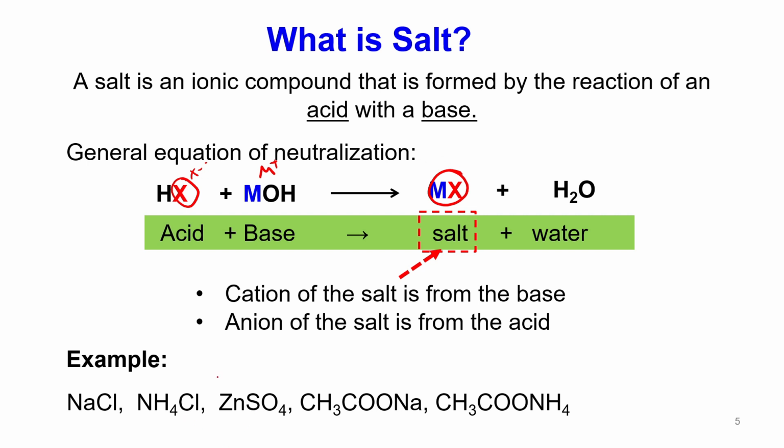So this is the example of salt. Few examples of salts di sini iaitu such as sodium chloride, NH4Cl, ZnCl4, ZnSO4, CH3COONa, and then CH3COONH4. Daripada sini sebenarnya kita boleh tahu, dia datang daripada strong acid dengan strong base, ataupun daripada strong acid dengan weak base, dan daripada weak acid dengan strong base, atau weak acid and weak base.